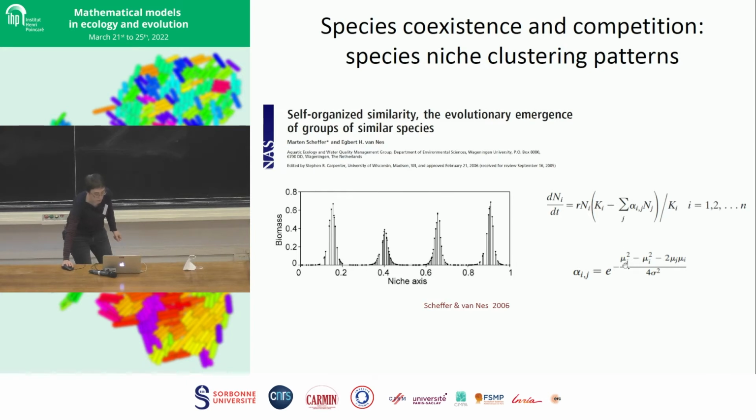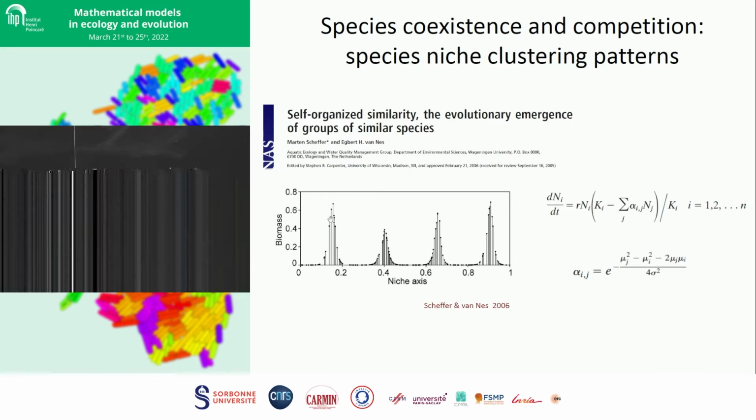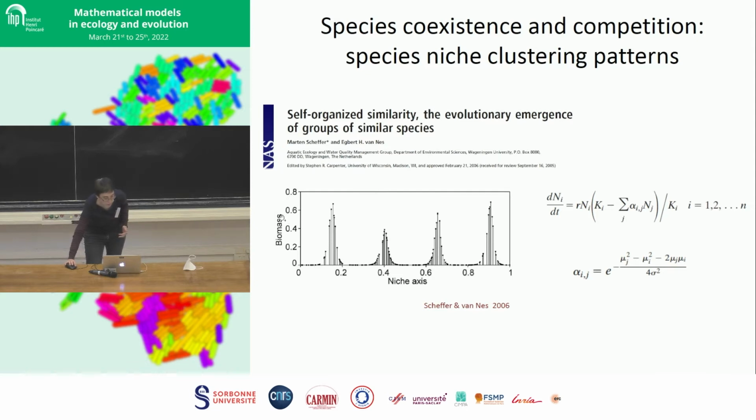The competition coefficients depend on their positions on the niche axis, and you have sigma, which is still the niche width here. If you have a large number of species, the simulation, from what I remember, was with 200 species, what you find is a long-term transient case, where you have the abundance of the different species depending on their position on the niche. And you can see that you have these clusters, these groups of very similar species that coexist for quite a long time until at the end you have only one species per group.